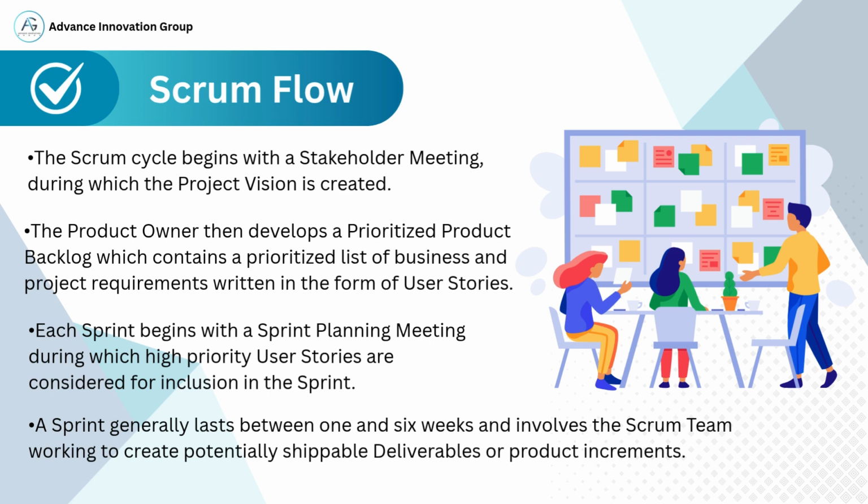user's perspective. Every sprint starts with a sprint planning meeting. In this meeting, the Scrum team selects high-priority user stories from the backlog to be worked on during the upcoming sprint. A sprint usually lasts between 1 and 6 weeks, and during this time, the Scrum team collaborates closely to develop potentially shippable deliverables, also called product increments. These are tested, usable components that bring value to the customer. This iterative flow allows teams to stay flexible, deliver frequently, and respond quickly to change.